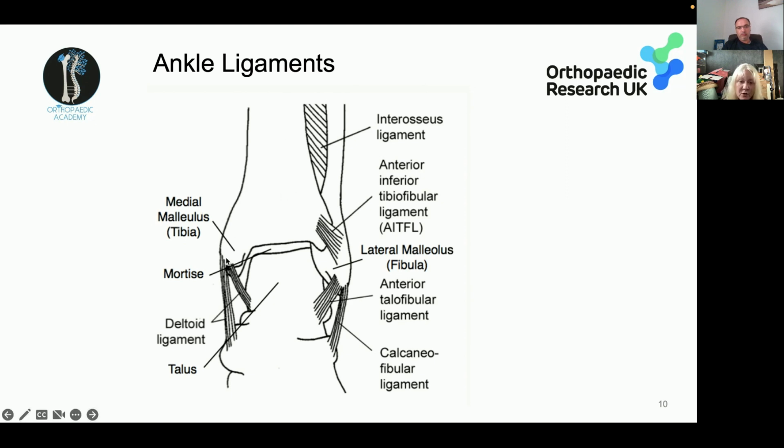Here we have the medial malleolus. We've got a superficial and a deep deltoid ligament. They attach to the talus, and they're going to maintain our talus within our ankle mortise, if you like. Okay, so there's some ligaments.